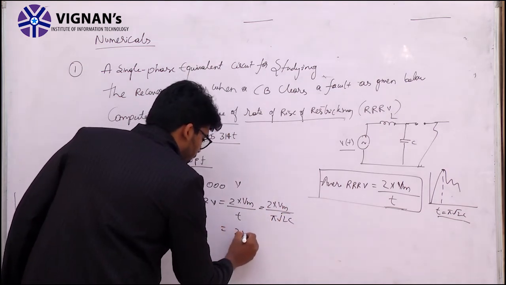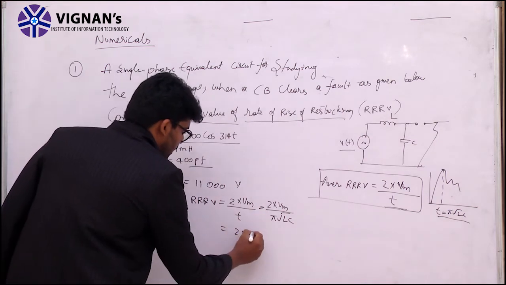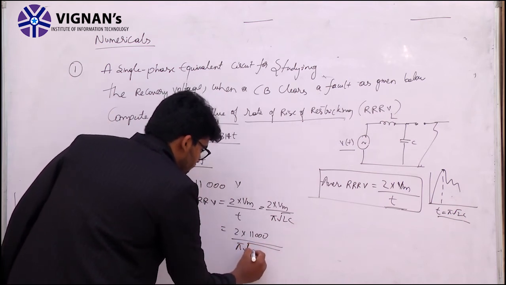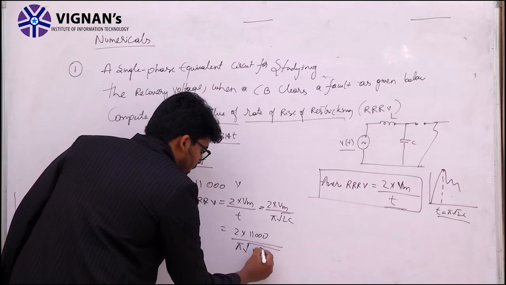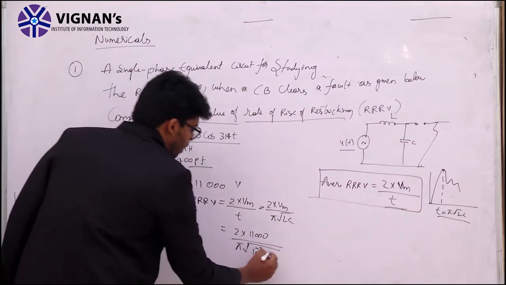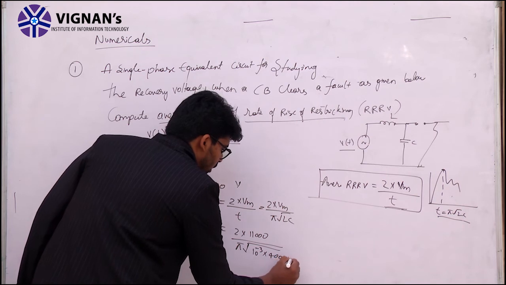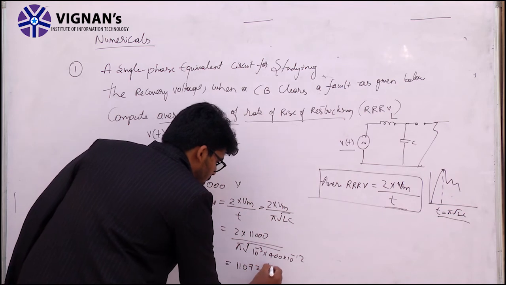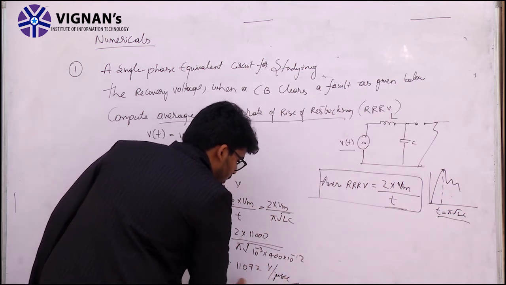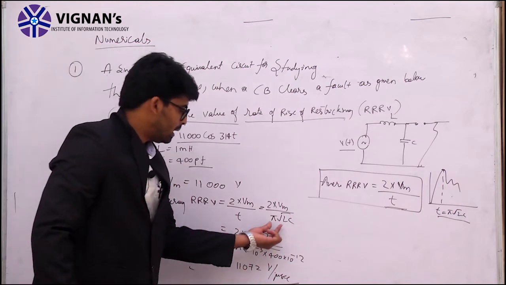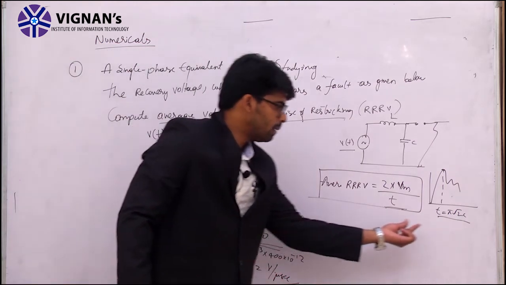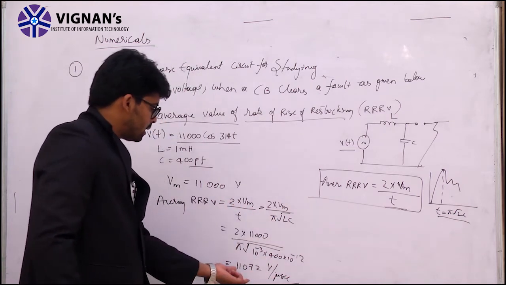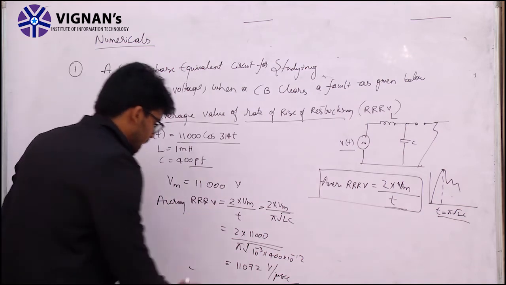So substitute the value of Vm, that is 11,000, divided by pi into root of inductance 1 millihenry, that is 10 power minus 3, into capacitance 400 picofarad, that is 10 power minus 12. After solving this expression, we get 11,072 volts per microsecond. The time t is in microseconds.